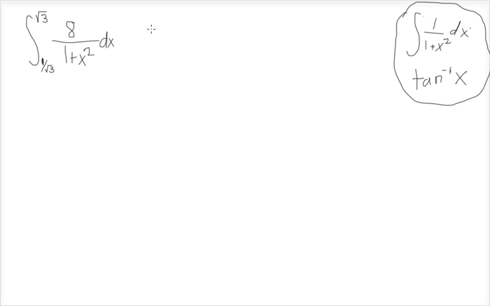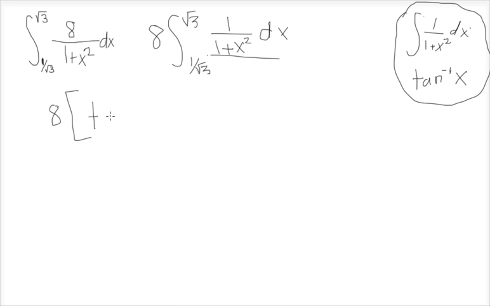Let's go for it. I can pull out the constant 8 in front of the integral, and what I will be left with, between root 3 and 1 over root 3, is 1 over 1 plus x squared. Because 8 times that is that, so really I'm already where I want to be. Like I said before, this is equal to tan inverse x. So what I have here is 8 multiplied by the tan inverse of x between root 3 and 1 over root 3.